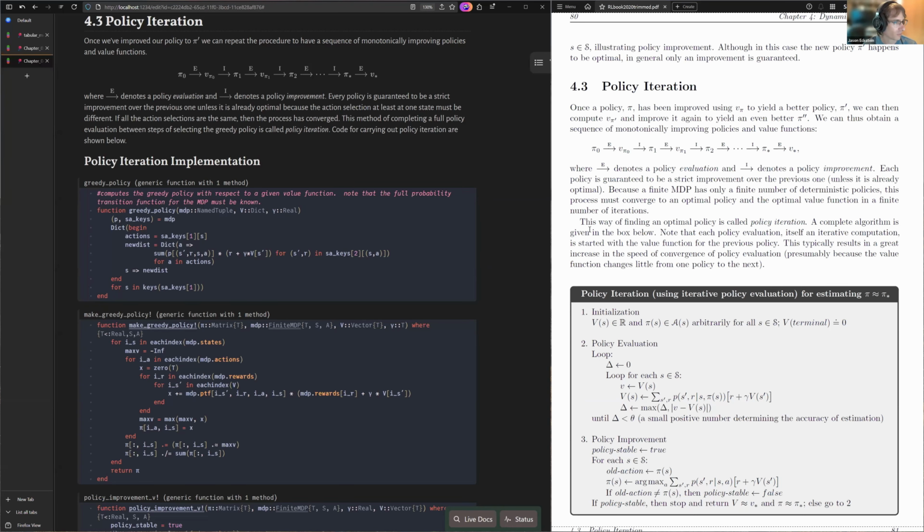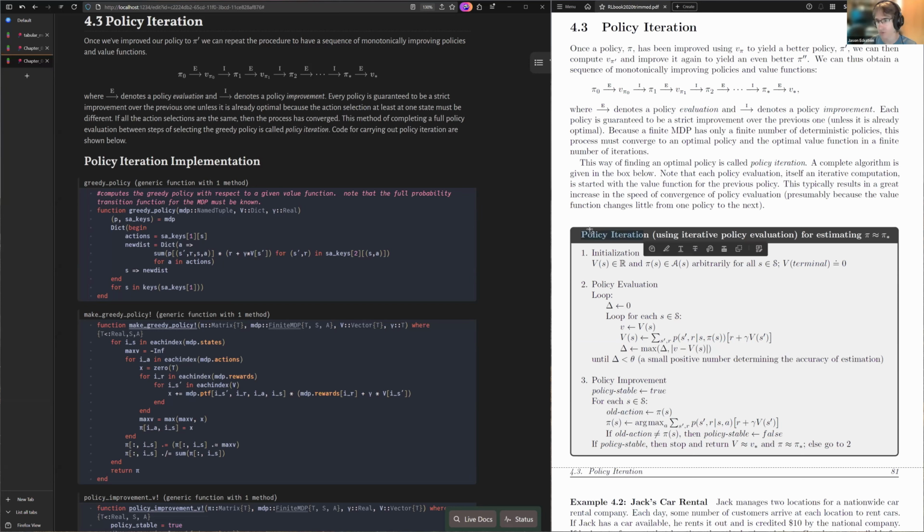So here is some pseudocode for the policy iteration algorithm, where we alternate between policy evaluation and improvement. Here's where we choose the argmax and define the new policy, and we do this until the policy is stable. And then we have both the value function and the policy.